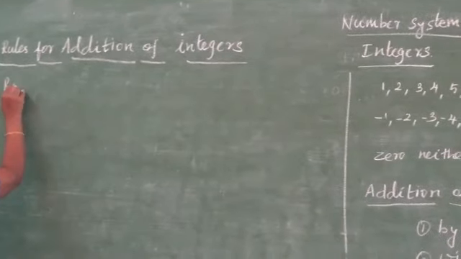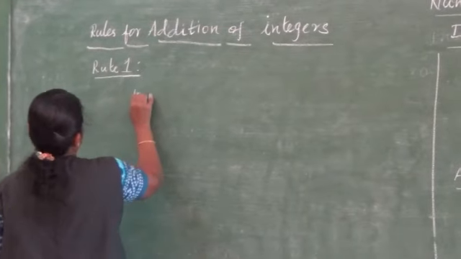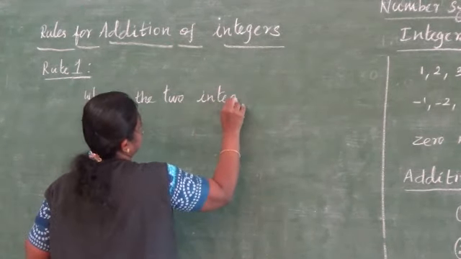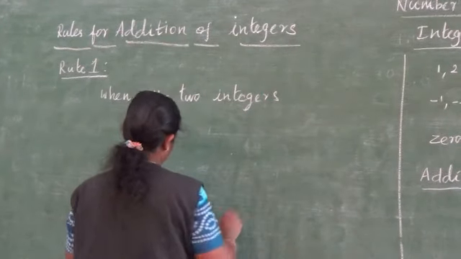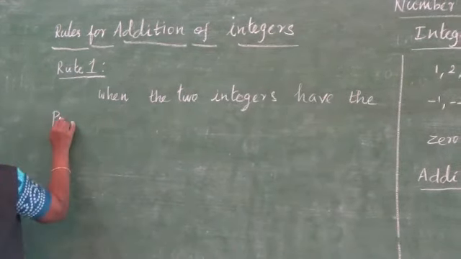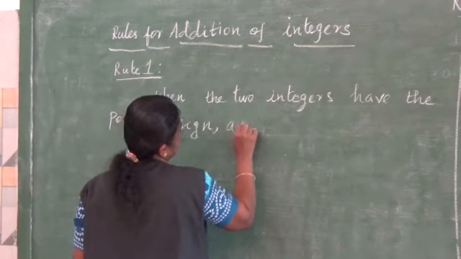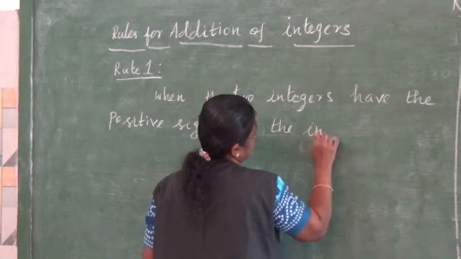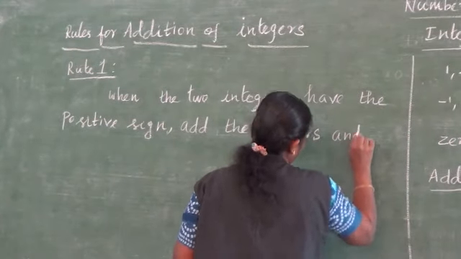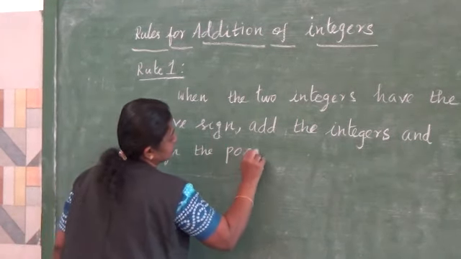Rule 1. When the two integers have the positive sign, add the integers and assign the positive sign to the sum.